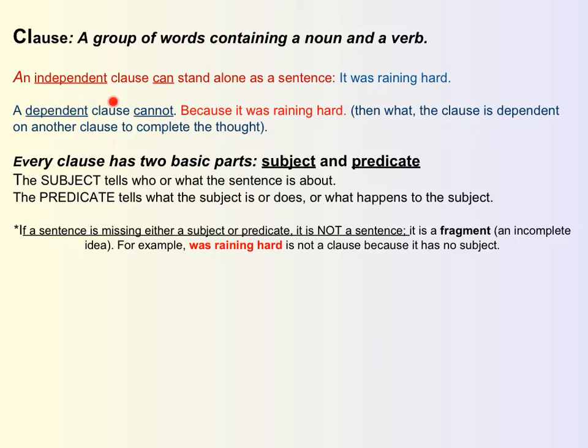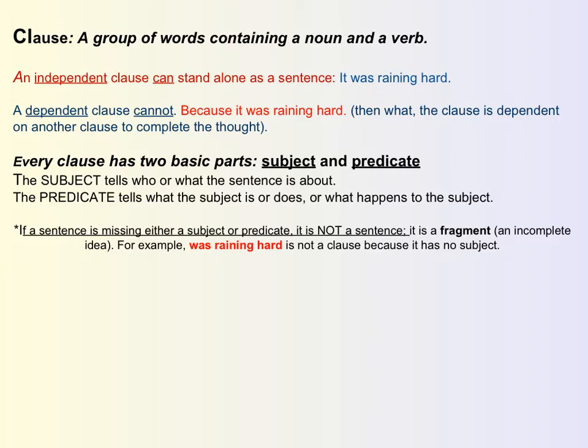A dependent clause cannot. Here's an example. Because it was raining hard, then what? The clause is dependent on another thought to complete the actual thought. Because makes this a dependent clause. For the most part right now, we will be talking about independent clauses. Clauses that are complete, that have not only a subject and a verb, but they also express a complete thought.